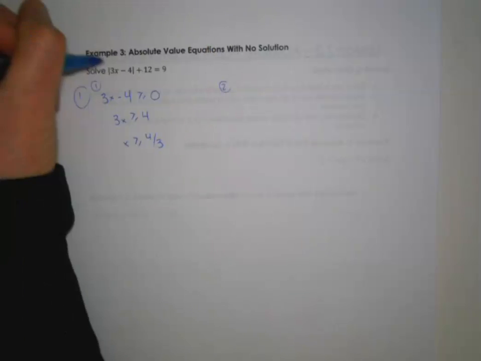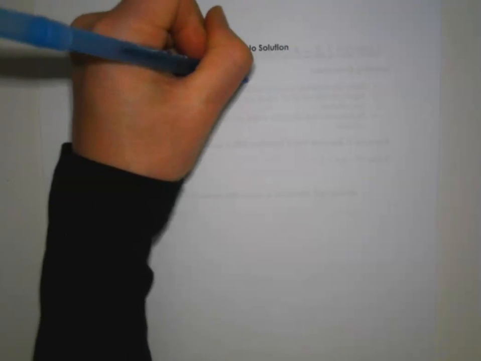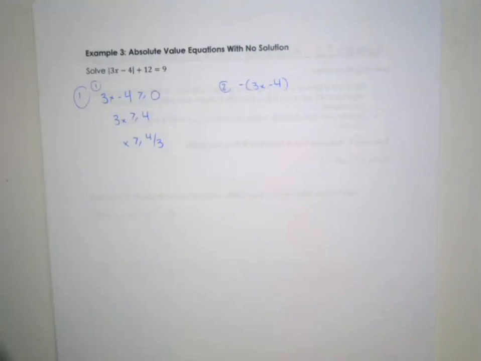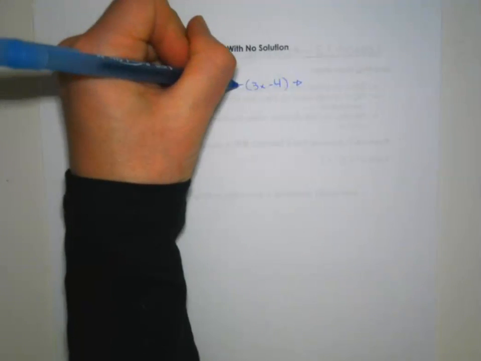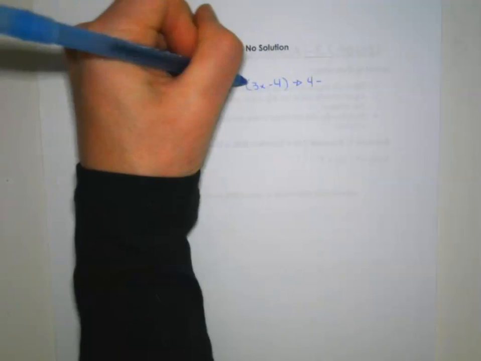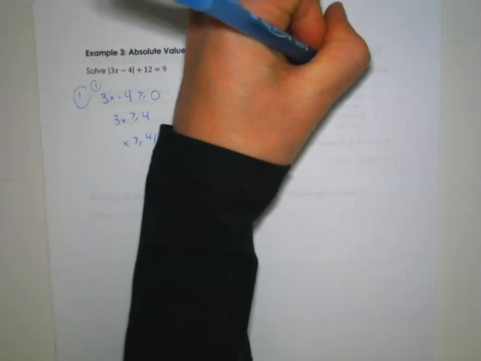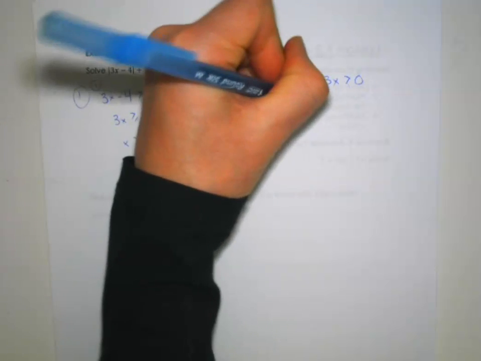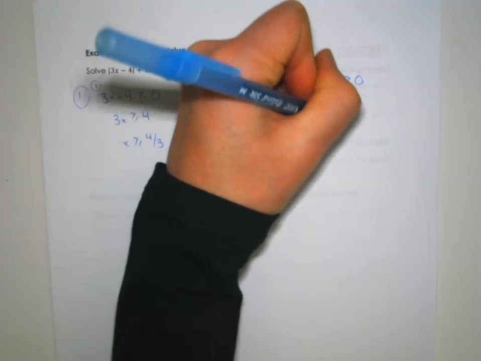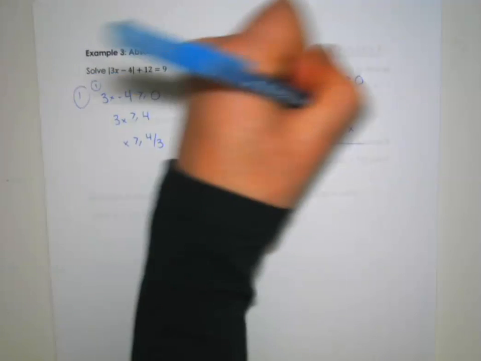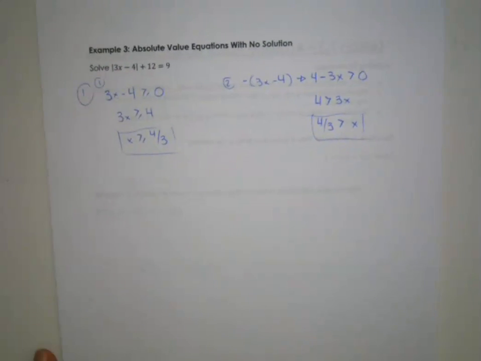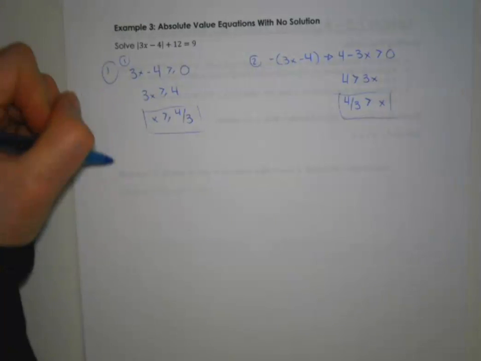For case number 2, we're going to have the inverse of this, so it's going to be negative 3x minus 4, which, negative times negative, gives us positive 4 minus 3x. And as this is the second component, it has to be greater than 0. So again, we can solve this. Add 3x to both sides, and we get 4 is greater than 3x. Again, we need to divide out that 3 from both sides, so we end up with 4/3 is greater than x. Okay, so those are our two acceptable ranges. Now we want to try and solve for x.